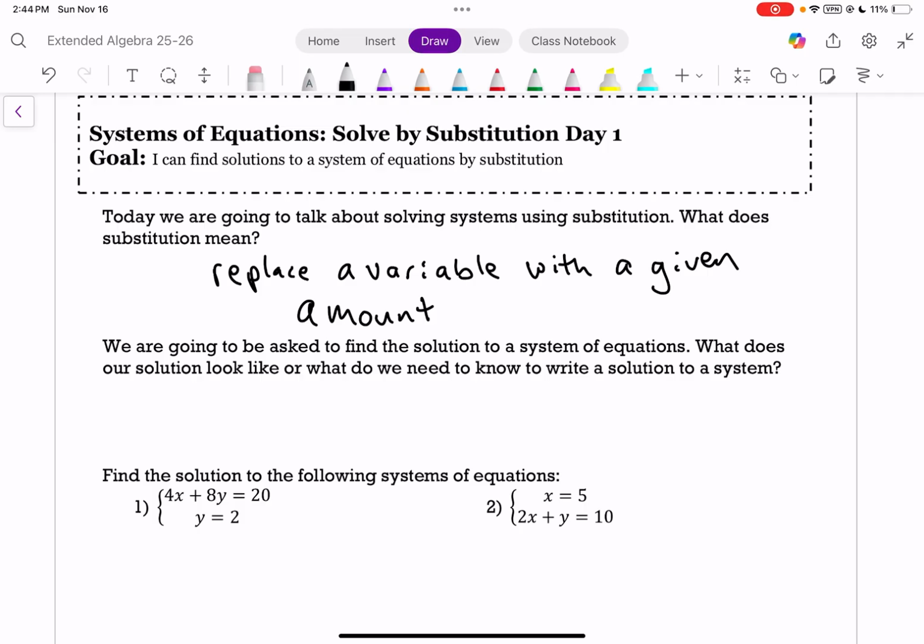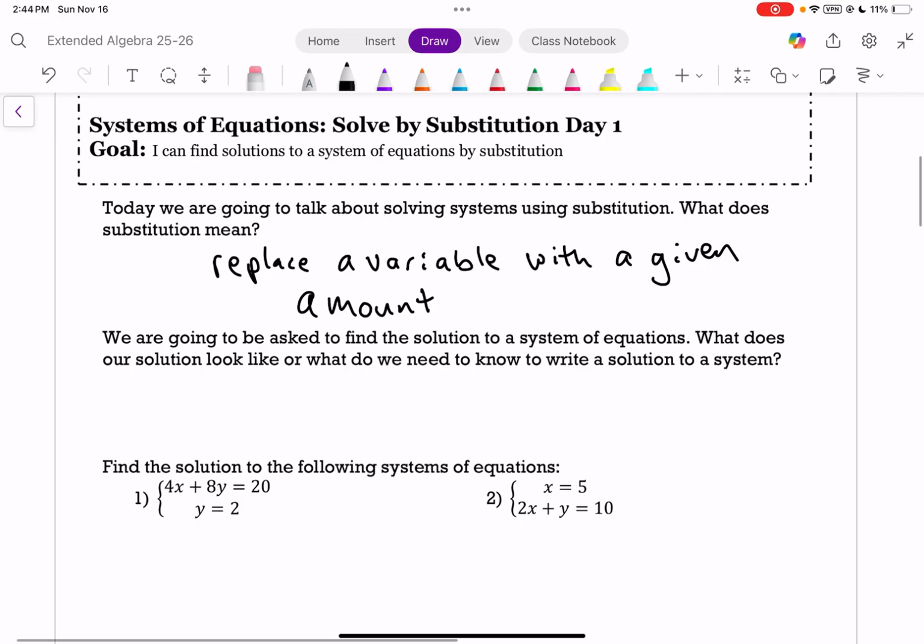Every time that we're writing a solution, we are going to write it as a coordinate point, and inside the coordinate point, you're going to have an x and a y value. So what this means is we need to know what does x equal and what does y equal, and we need those to be just numbers, no other variables.